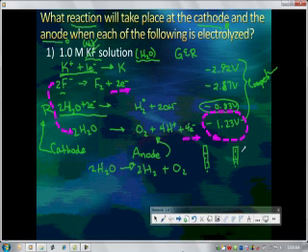And so we'll get twice as much hydrogen gas collected, twice the volume, as we do oxygen gas because of our stoichiometry right here. Twice as much hydrogen as oxygen.